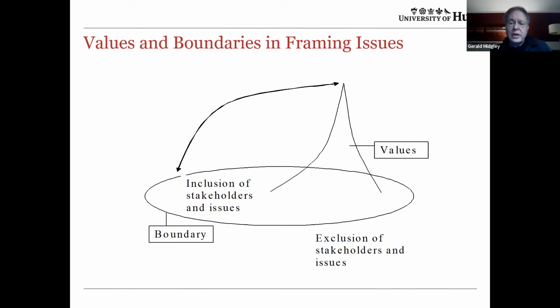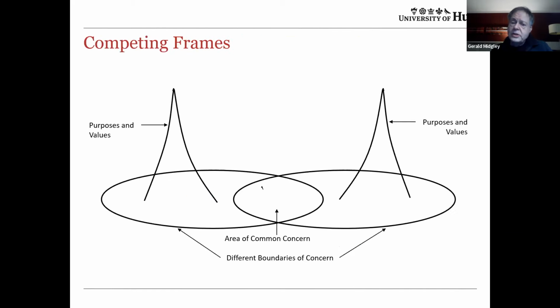Now, if we take that kind of model of a boundary judgment, and then we look at what happens when you have two stakeholders making different boundary judgments around the same thing, you end up with competing frames. So what we have here is one boundary judgment made by one stakeholder, another boundary judgment made by another, and we have an area of common concern that is framed differently because of the connections with that common concern with people's separate concerns.